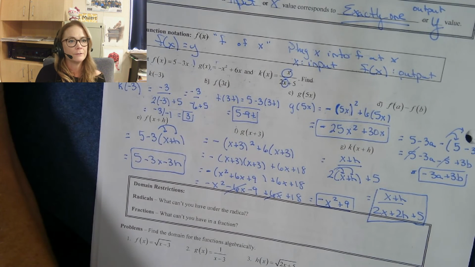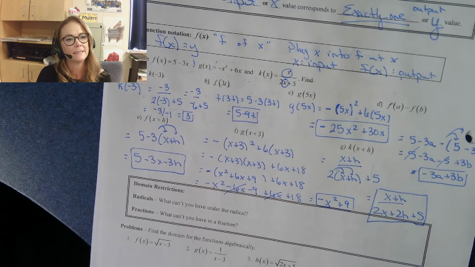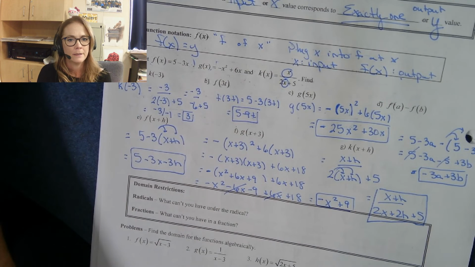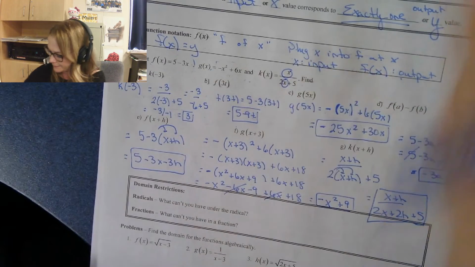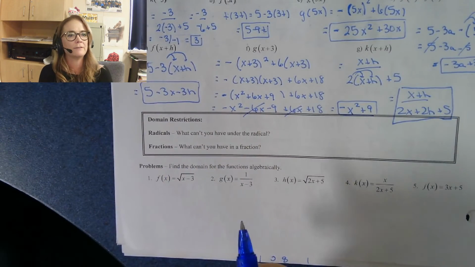Let's move on to domain restrictions. Okay, what are domain restrictions? They basically mean what x is not allowed to be. Okay, so your domain is what x is. Your domain restriction is like what x is not allowed to be. And there's two things you have to consider until we get to logarithms. There's two things you have to consider.